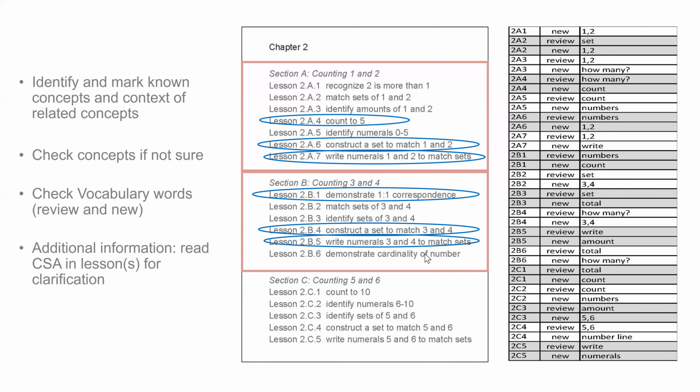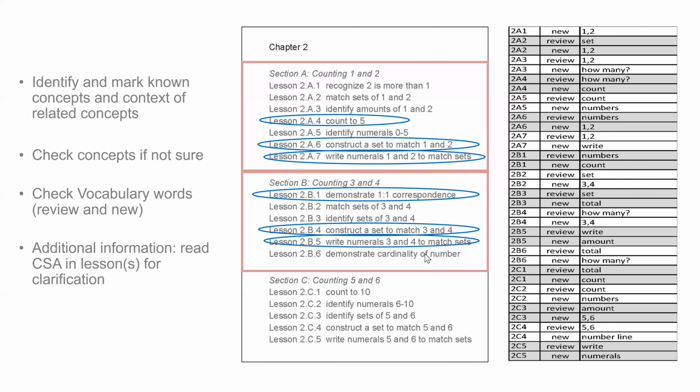And then can my student demonstrate cardinality of numbers? If I ask how many circles did you count, my student answers with the amount counted. Let's say it's 4, rather than starting counting all over again. That's cardinality, recognizing that the last number stated when you finish counting is the amount and the answer to the question, how many? Now, we skipped over that, but you can check the concepts if you're not sure if the student knows something or not.